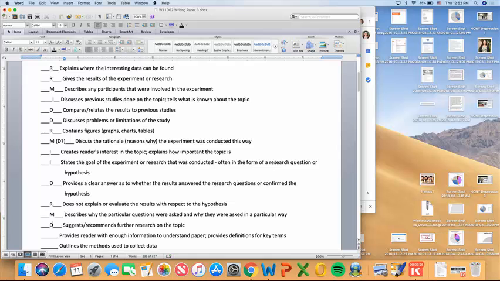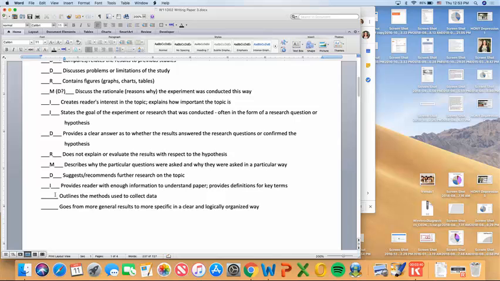All right, and then next, provides reader with enough information to understand the paper, provides definitions for key terms. How about Hamad? I, yep, that's going to be your introduction. Outlines the methods used to collect data. June? Yeah, outlines the methods. That's in the methods section. Good job.